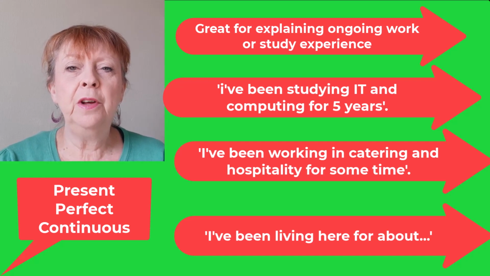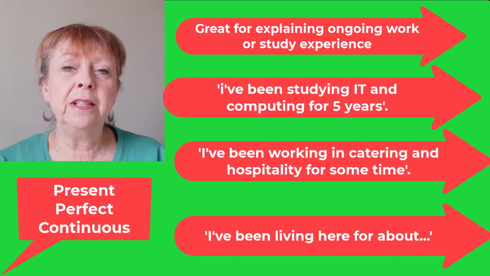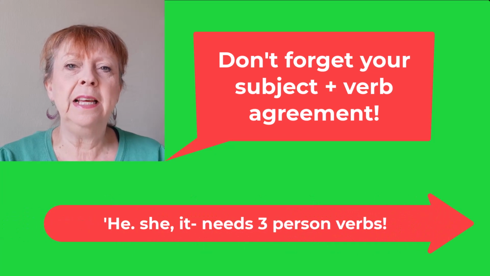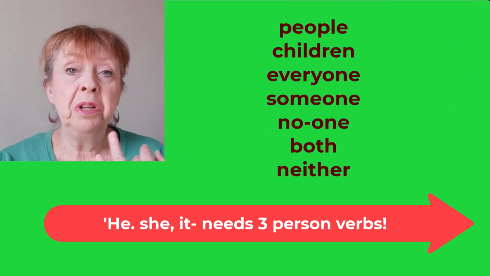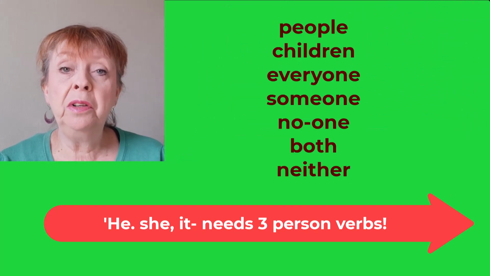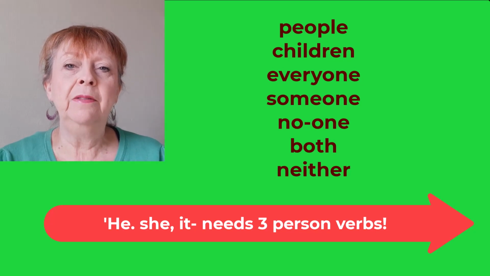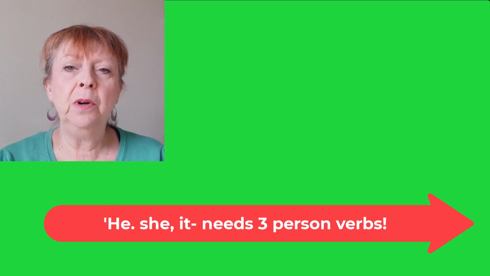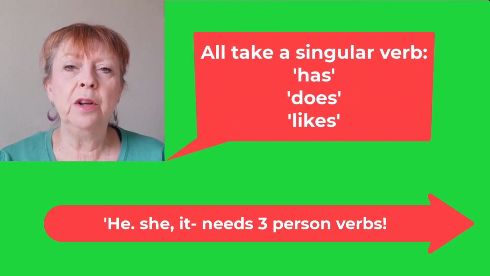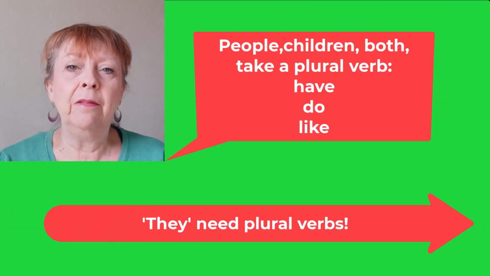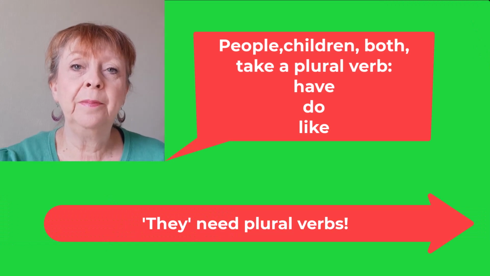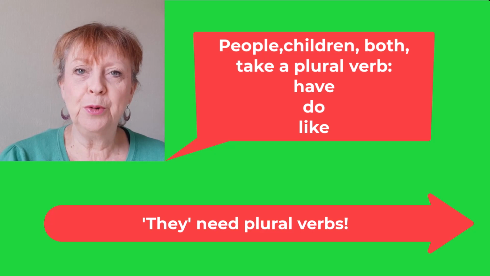Now don't forget, verbs need to agree with their subject. So if you're writing I, then it's usually no problem. However, I've seen lots of mistakes around using he, she, it, and also when using things like people, children, everyone, someone, no one, both and neither. So how should they agree? Remember, if it's he, she, it, everyone, someone, no one, it's singular. For example, has, does, likes. If it's plural, children, then they have, do, like. So don't get your singulars and your plurals mixed up.